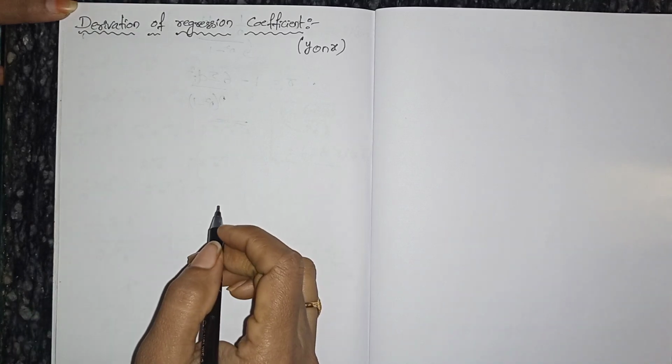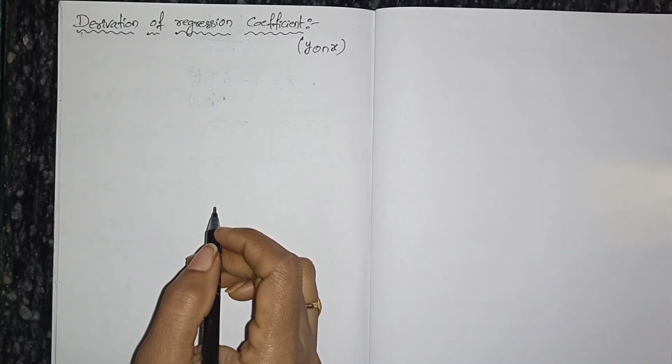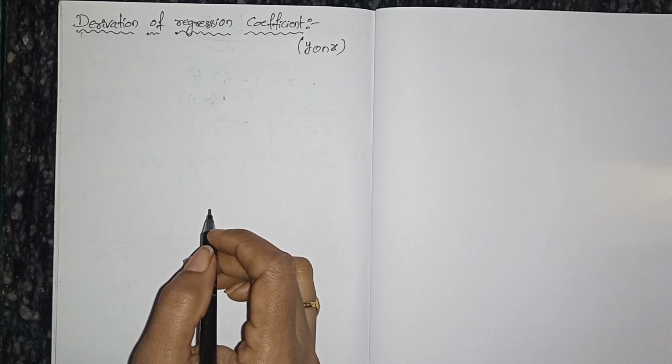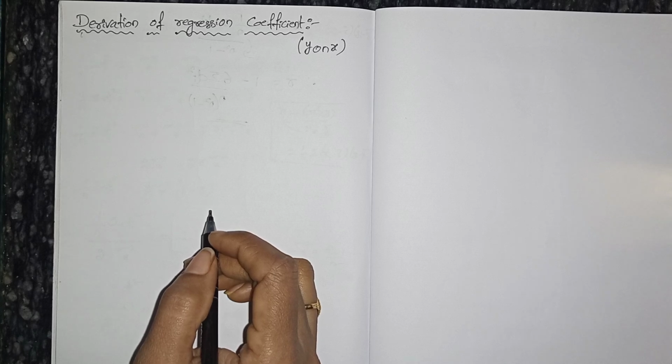Hi students, we are going to learn one more derivation that is related to regression. In the topic regression coefficient, derivation of regression coefficient, we have two coefficients, one is y on x and the other is x on y. So today we are going to learn about y on x.